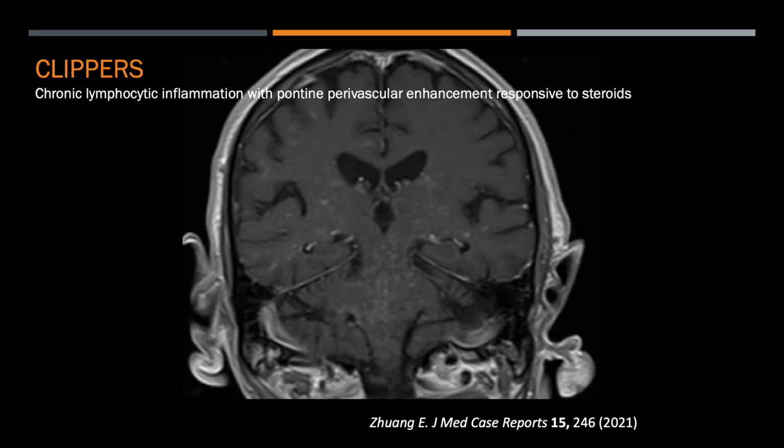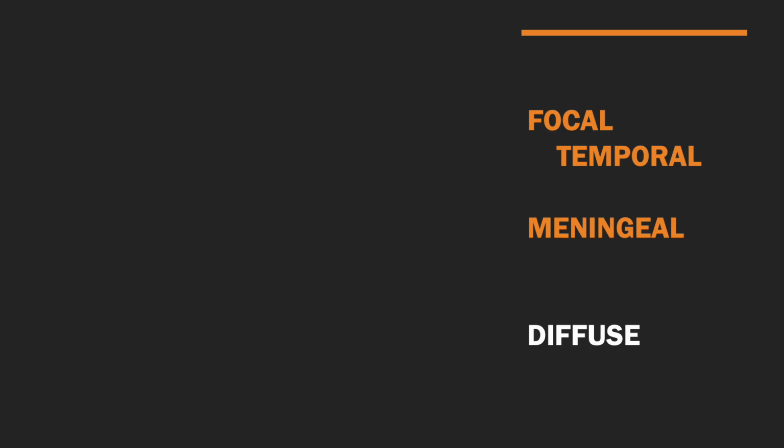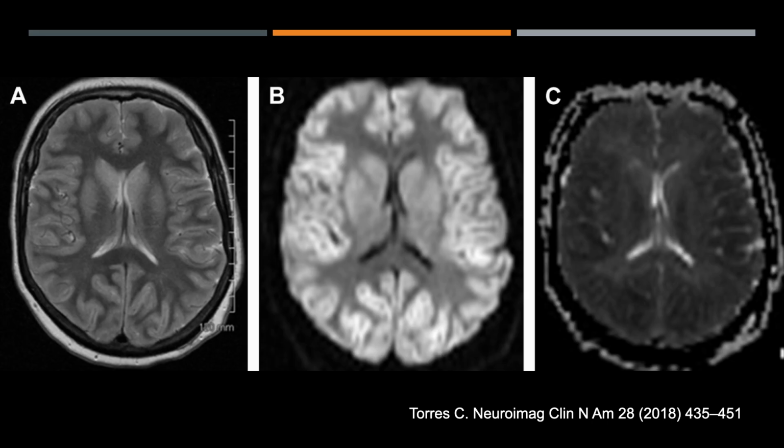Two rare diseases. Here's one, and here's another rare disease, one for pediatrics. Now let's focus on diffuse patterns. This is the first one that you're going to think about. Describe the findings.